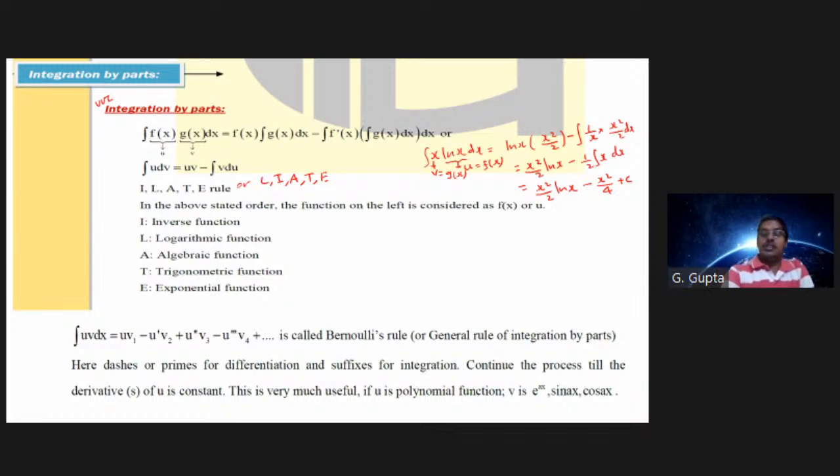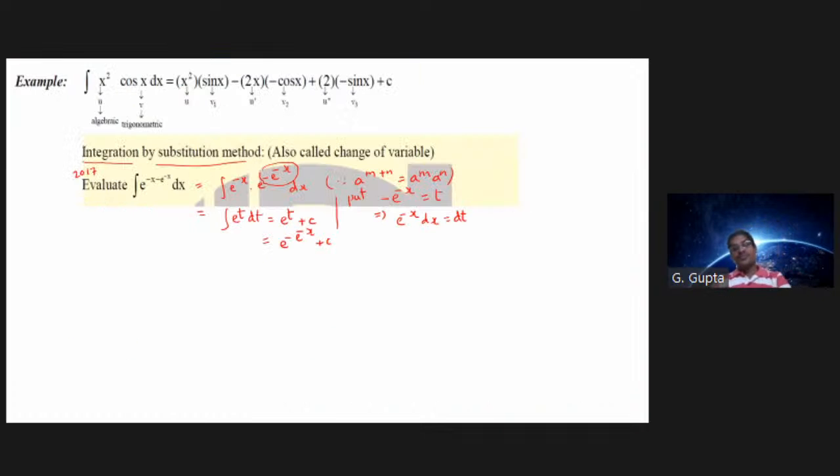This is the procedure I already explained. Continue until it ends. This etc. means don't think that it has infinite terms. Somewhere it will terminate. Whenever the derivative of u becomes constant, that is either u dash or u double dash or u triple dash, the first, second or third derivative of u, somewhere it becomes constant, then stop, because at the next step, the derivative of a constant is 0. So let us have an example, which I have already done: integral x square into cos x dx. This question was asked in 2014.